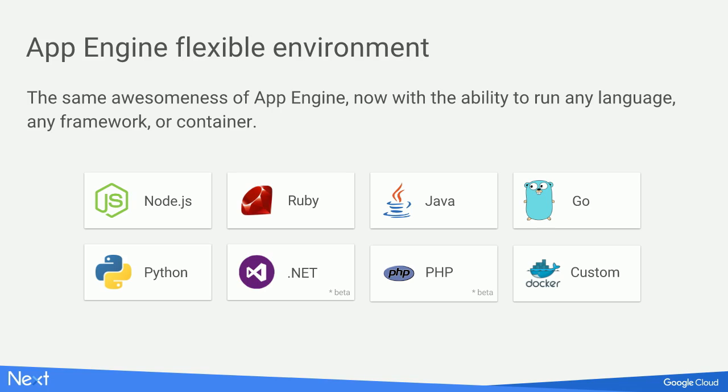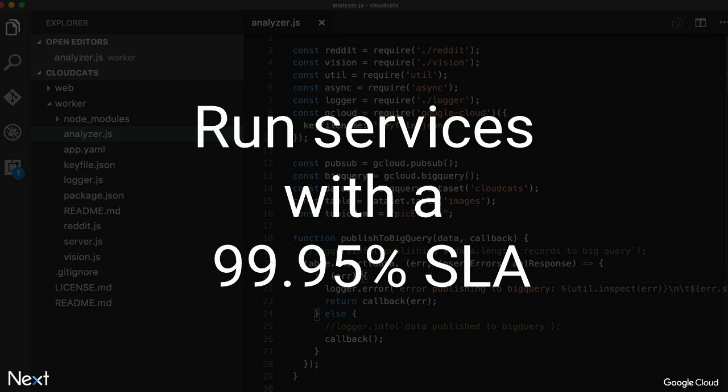So one of the new things that we've been working on for a couple of years is the App Engine flexible environment. Originally App Engine was available in Go, Python, Java, and PHP, and we've now expanded that to include Node.js, Ruby, and the big announcement yesterday, of course, is .NET going beta on App Engine as well. And you can even bring your own container, and this is something that we're going to get a chance to look at in a little bit.